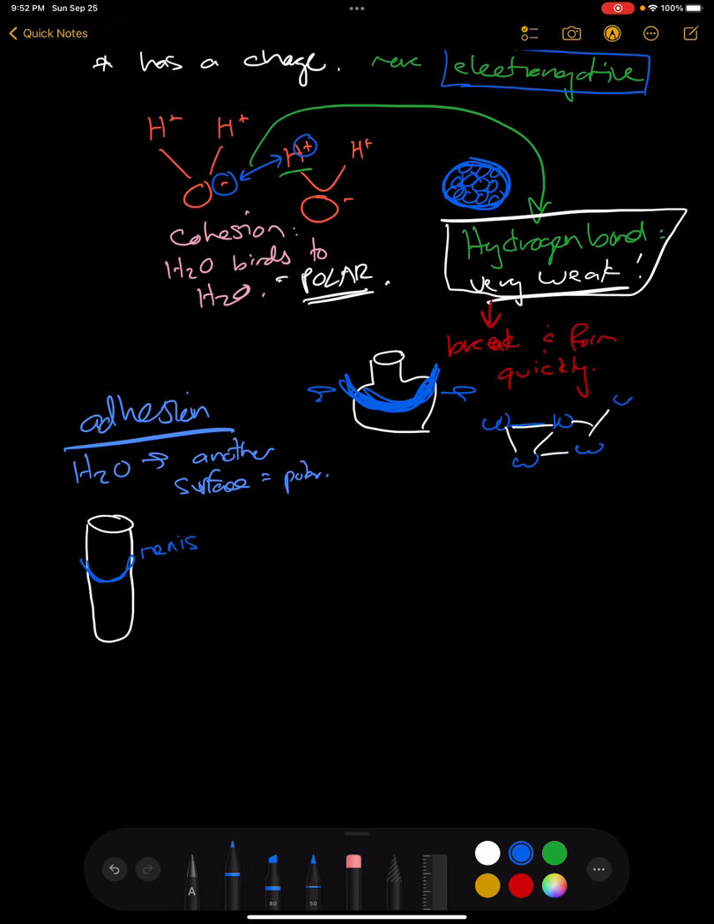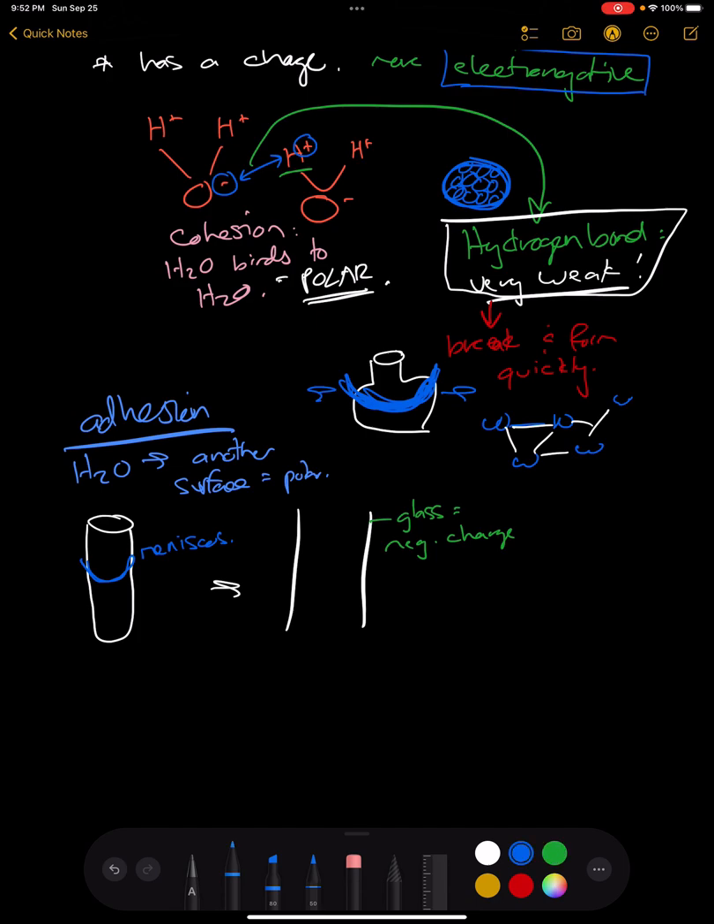That was called a meniscus. But the reason a meniscus happens, so if I were to take that and then just pretend we zoom in really far, the side of this is glass, but glass has an overall charge. Glass has a negative charge.